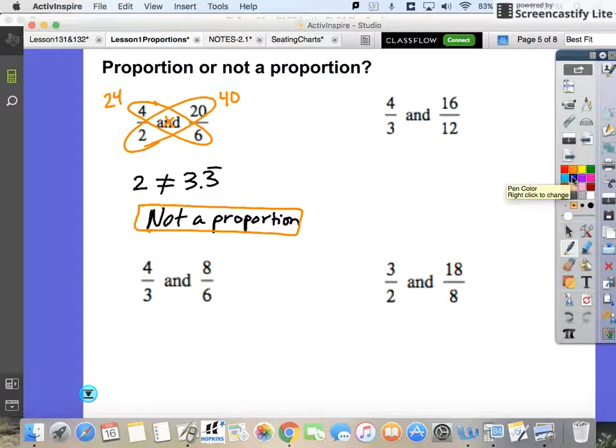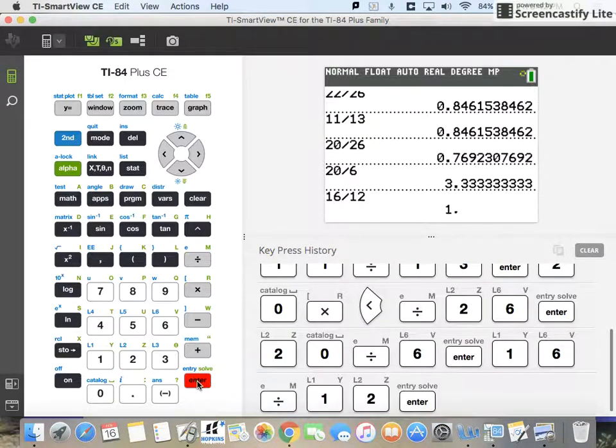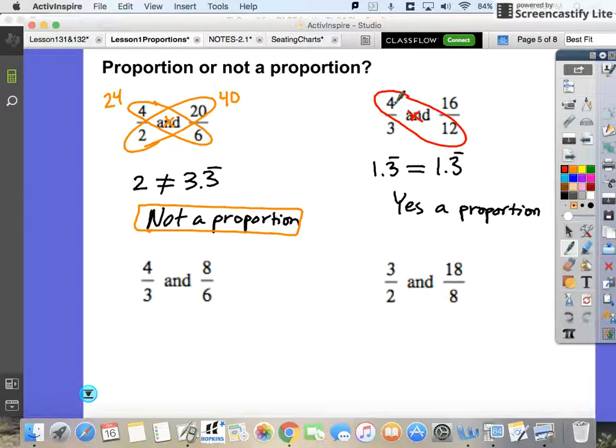So over here, if we do this one, 4 divided by 3, that's 1.3 repeating. You can check on your calculator if you want. 16 divided by 12 is 1.3 repeating. Those two things are equal, so yes, it's a proportion. The other way you can check is to multiply these two. 4 times 12 is 48. 3 times 16 is also 48. Since this equals this, we know it's, yes, a proportion.